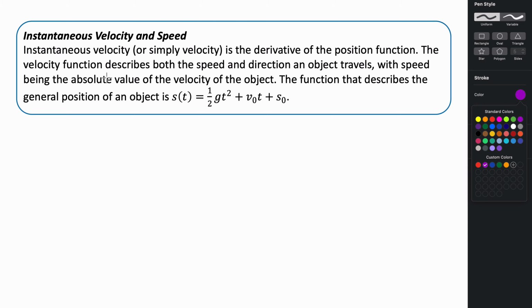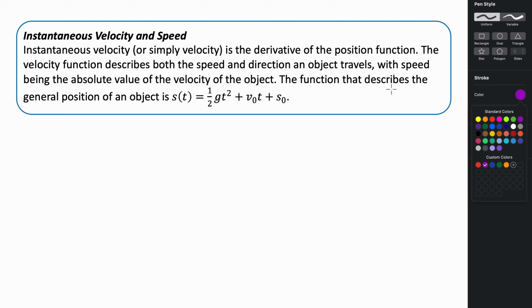The velocity describes both speed and direction that an object travels. Because of that, we saw in that example we had some negative velocities, and that meant that our object was falling. It was getting closer to the ground. The difference between velocity and speed is that speed is just the absolute value of the velocity of an object.